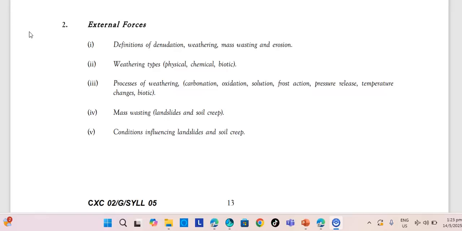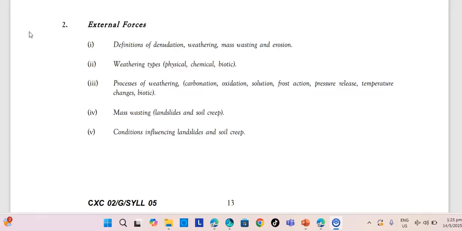Chemical weathering happens when rocks are broken down by chemical reactions. Chemical reactions are caused by rainwater mixing with gases in the air to form weak acids. Another cause of chemical weathering is water reacting. So when water reacts with minerals in the rock, we have chemical weathering.